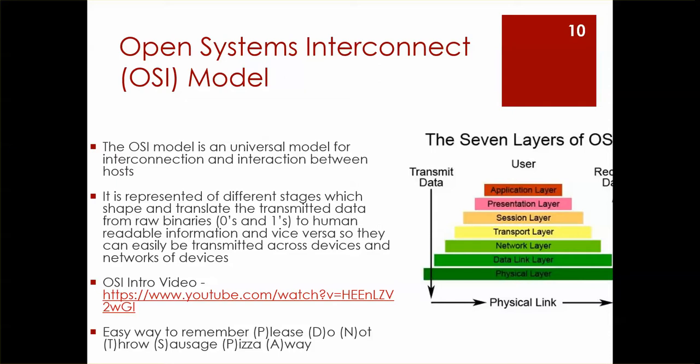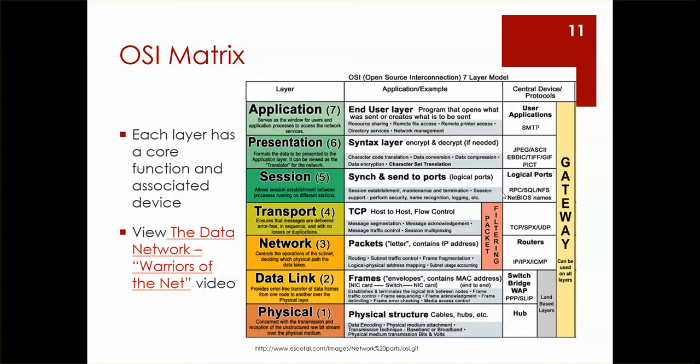An easy way to remember the OSI model: please do not throw sausage pizza away. We're starting with the physical layer. From the physical layer, it goes into the data, network, transport, session, presentation, and application. In the following slides, we're going to examine some particular examples of these layers.